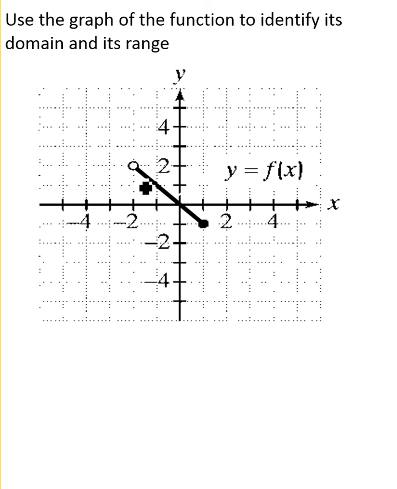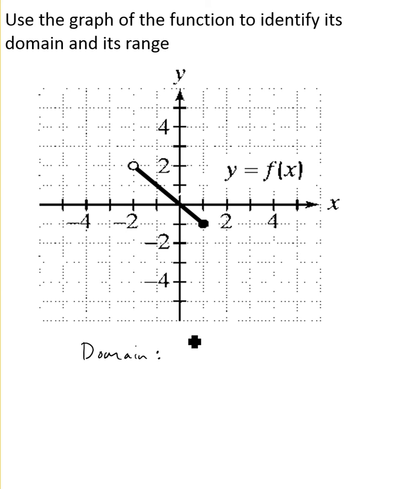All of the x coordinates of every single point on this graph would be numbers between -2 and 1. Now we do need to be a little bit careful with our notation because of that open circle there on the left. The number -2 itself is not part of the domain, since there is no point on this graph that has an x coordinate of -2. So that open circle, that point, is not part of the graph.